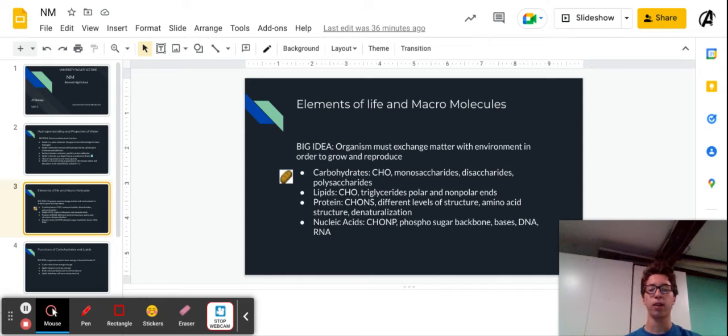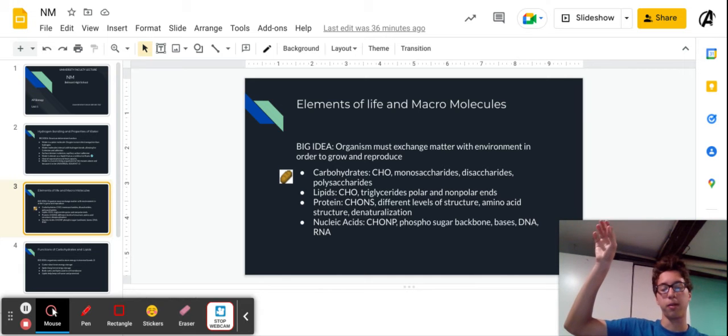Nucleic acids have carbon, hydrogen, oxygen, nitrogen, and phosphate. Some of the important structural terms you need to know is the phospho-sugar backbone, which is linked together by phosphodiester bonds. The phospho-sugar backbone is basically the chain that runs on the side of DNA or RNA, and it's going to be a phosphate, a sugar, and it's going to keep on alternating.